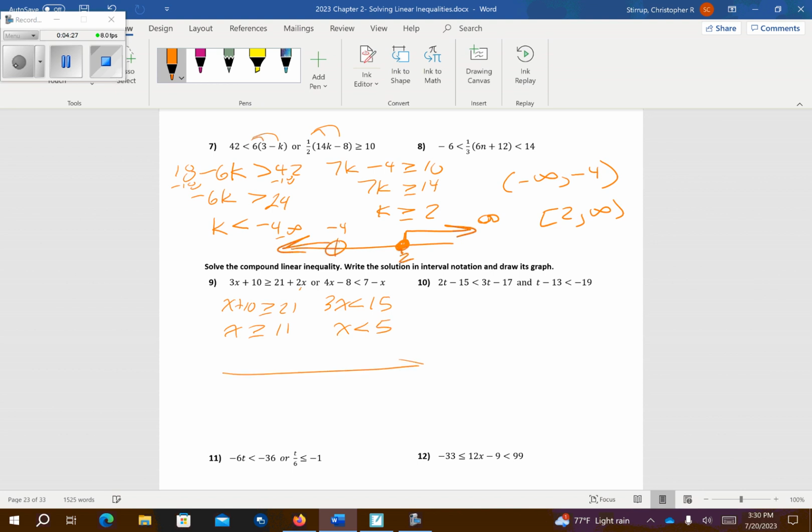All right, so what we're going to have is we have 5 here. We have an open dot going this way. We have 11 here. Solid dot going this way. It's an OR problem. That's pointing to negative infinity. That's to positive infinity. So negative infinity to 5, soft bracket. Hard bracket at the 11 to infinity.